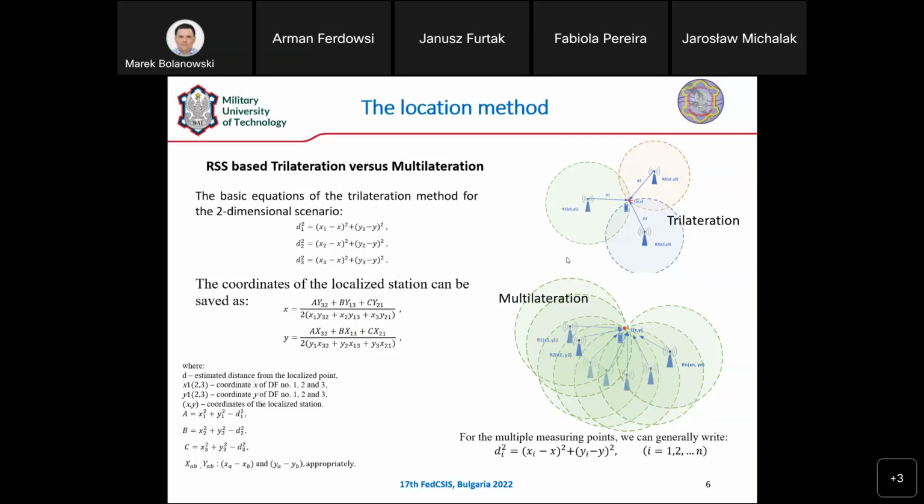But on the other hand, if I have a lot of measuring points, I can write such an equation where i means the distance estimated with the i-th directional finder. Here, in my example, the drone.